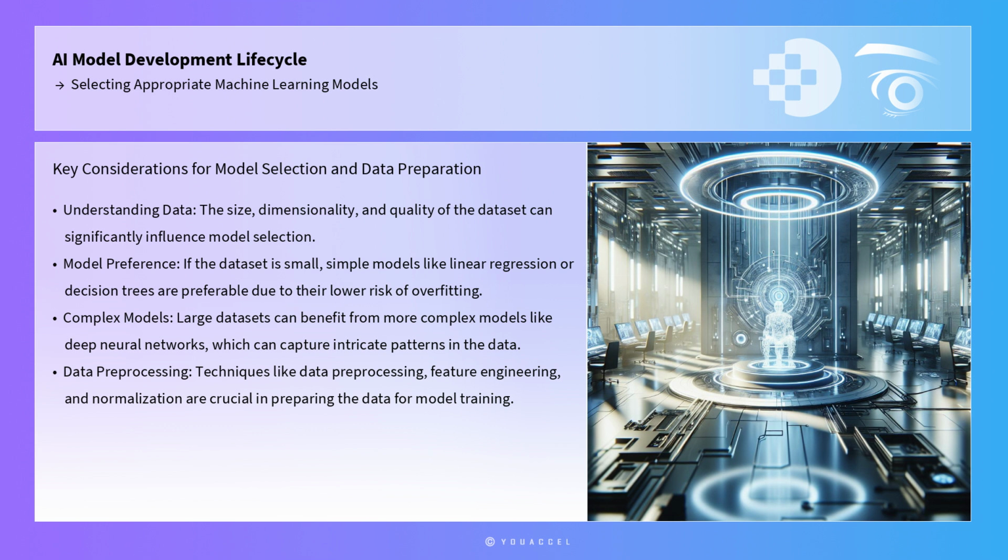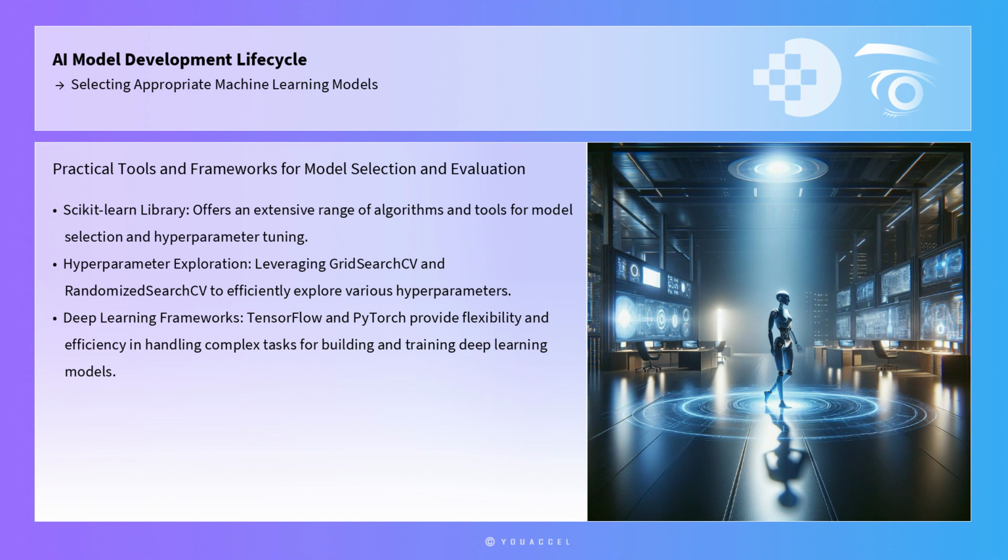Furthermore, the presence of noise and outliers in the data can affect model performance. Techniques like data preprocessing, feature engineering, and normalization are crucial in preparing the data for model training. Practical tools and frameworks play a vital role in facilitating model selection and evaluation. Scikit-learn, a popular Python library, offers an extensive range of algorithms and tools for model selection and hyperparameter tuning.